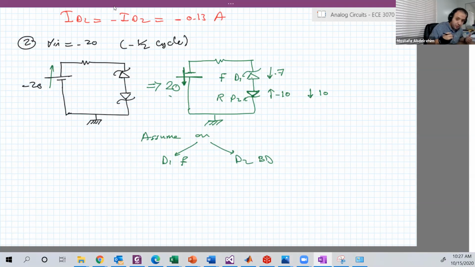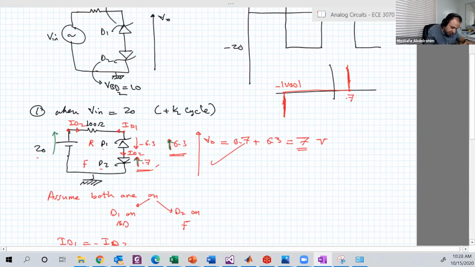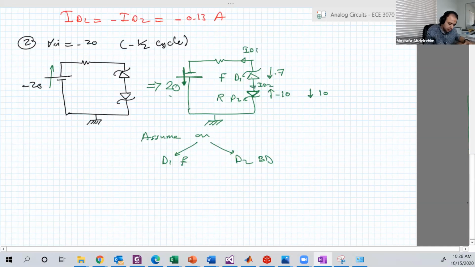Again, we're going to prove whether we are right or wrong based on the current. D1 is forward, so the current flowing in that direction, ID1, should be positive. And D2, with the current flowing in that direction, should be negative. For a diode to conduct in reverse, the current should be negative. And here is VO. VO is upward and these two are downward, so VO is minus 10 minus 0.7, equal to minus 10.7.